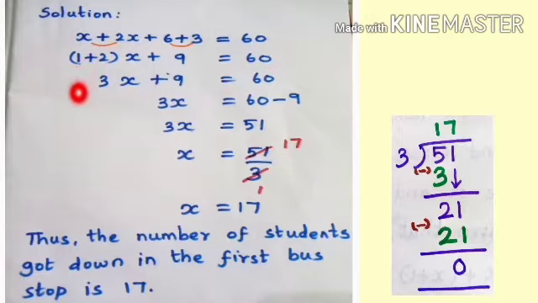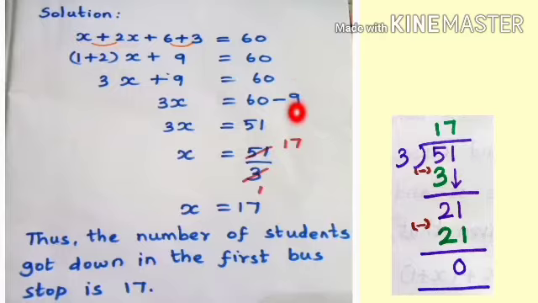So in the next line we have to separate like terms and constants alone. So here x plus 2x plus 6 plus 3 is equal to 60. Now adding the coefficients alone, we get (1 plus 2)x plus 6 plus 3, which is 9, is equal to 60. 1 plus 2 is 3. 3x plus 9 is equal to 60 is the required algebraic equation.